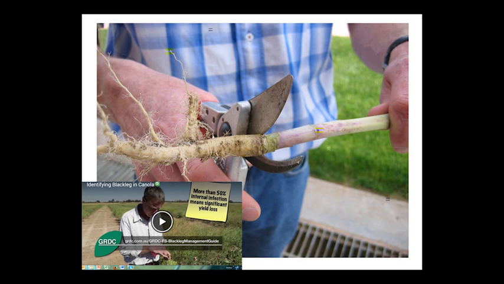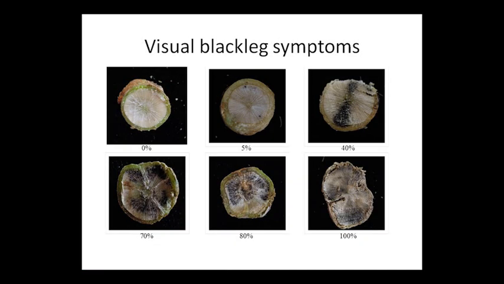Just as an aside, Ground Cover TV have produced a YouTube clip on how to assess plants for blackleg. So yeah, I advise you go on there to have a look. And this is what you see when you cut your plants open. They're either totally clean, that's what we want to see, or they've got various levels of disease, and obviously disease can get very bad.